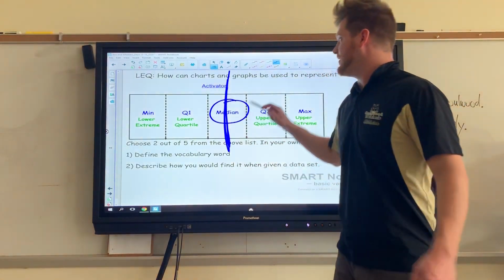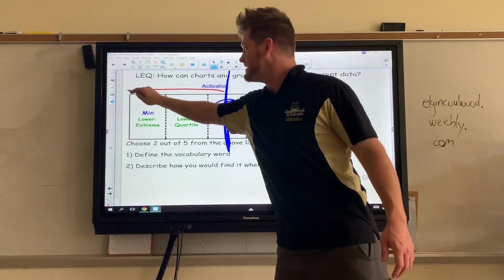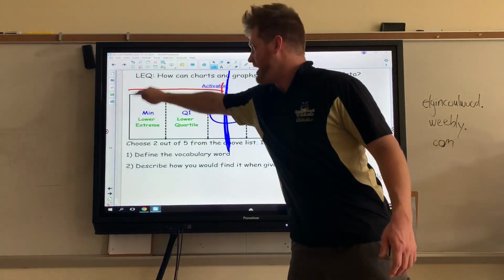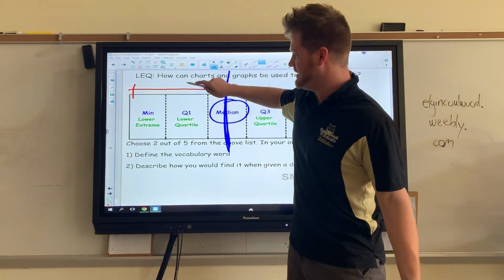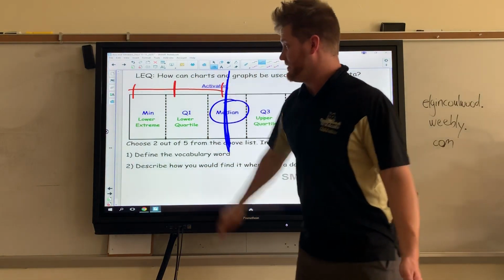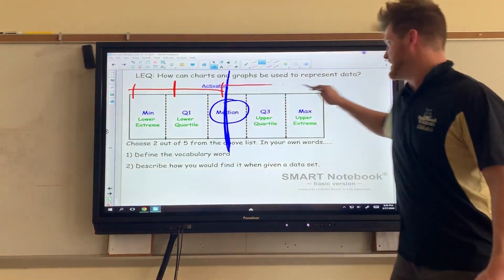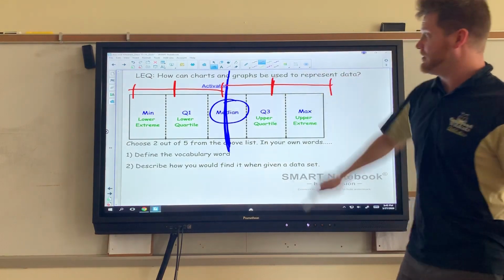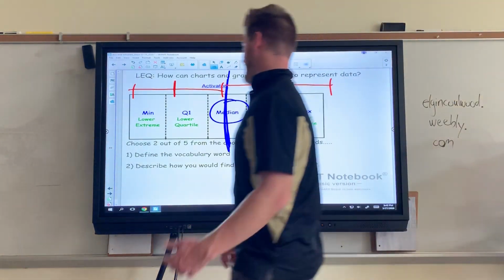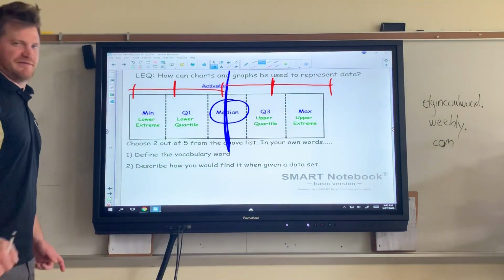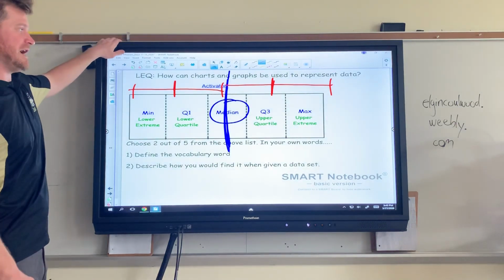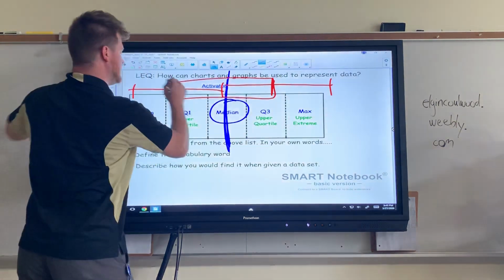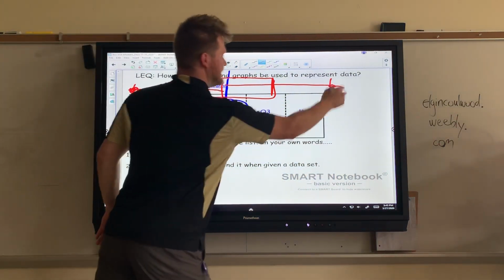Based off that, anything to the left is going to be our lower half. So Q1 is the number in the middle of the lower half, which means Q3 is the number in the middle of the upper half. Once you have those 5 values, the 5 data point set, you're able to create a box and whisker plot. It would look like this, but those would be dots.